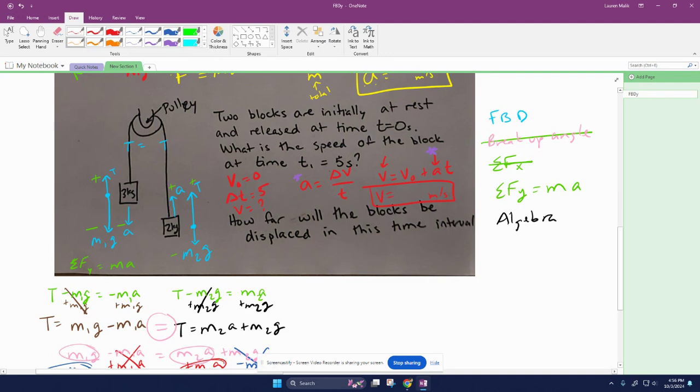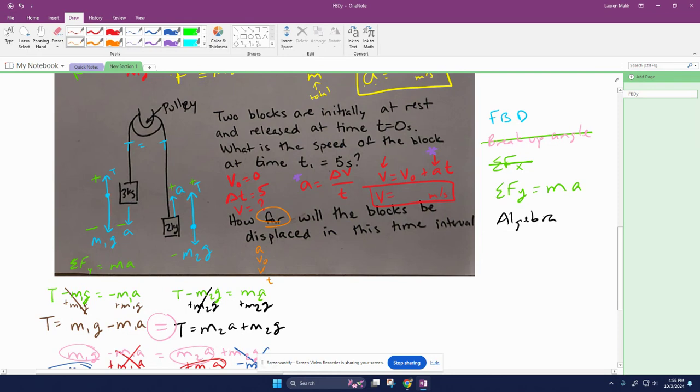to figure out how far the blocks will be displaced in this time interval. Okay. So at this point, you're going to know your acceleration. You have that initial velocity. You're going to have your final velocity. You're going to have your time. So you really have a lot of choices as to how you solve.